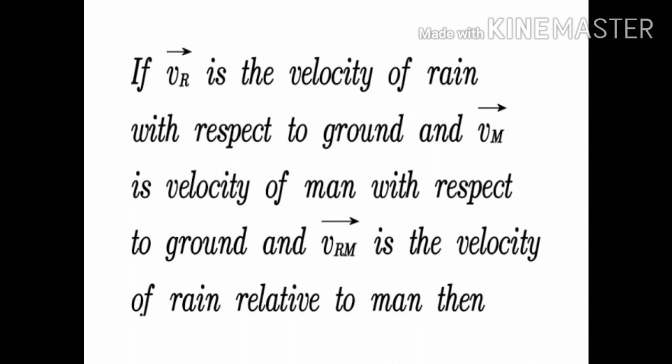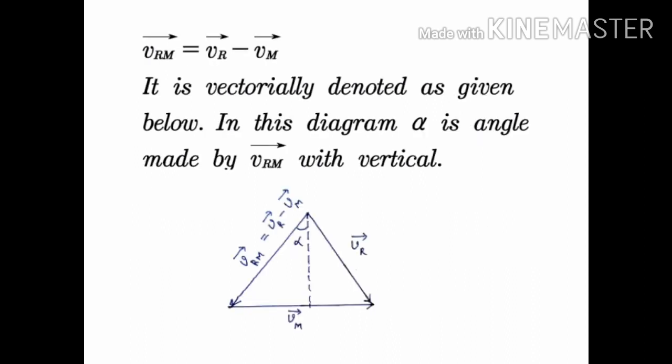VR bar is assumed as the velocity of rain with respect to ground, and VM bar is the velocity of man with respect to ground. Then the relative velocity of rain with respect to man is taken as VRM bar, and that is written as VRM bar equals VR bar minus VM bar, and it is vectorially denoted as shown below.